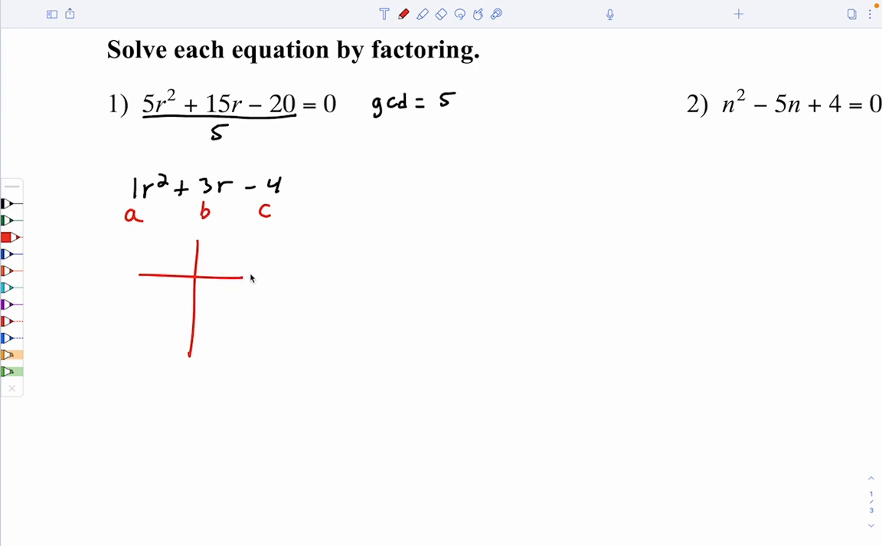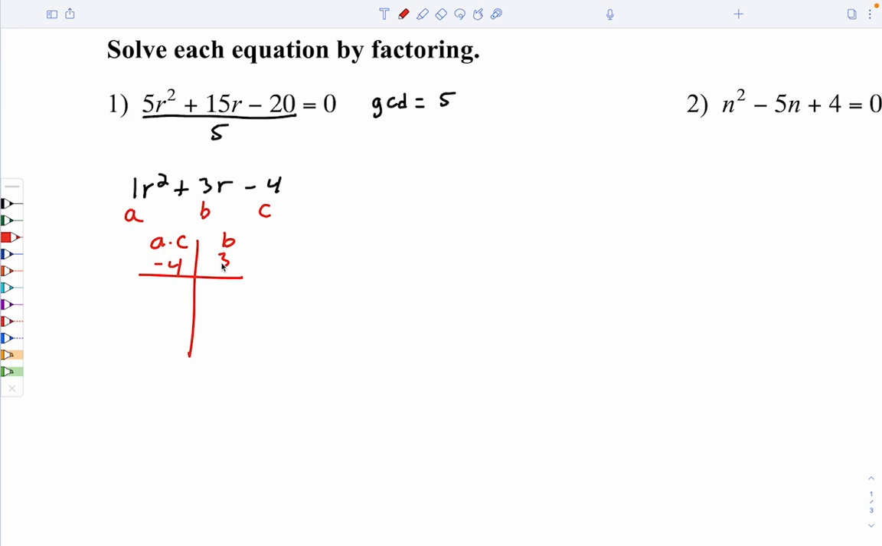So in the top left corner, we're going to calculate A times C. So what would my A times C be in this case? Say again? Yeah, A times C would be 1 times -4, so that would make -4. In the top right corner, I put my B value. So my B value is 3.